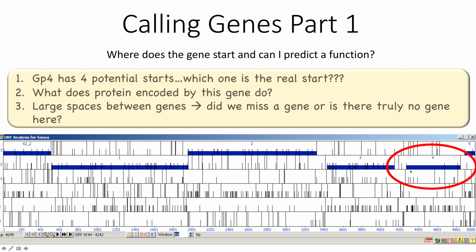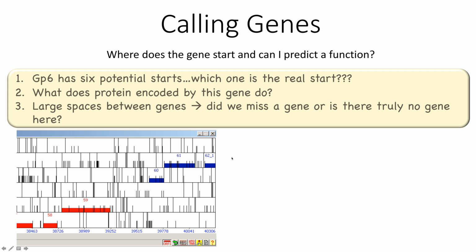So the other thing we'll determine is what the protein encoded by this gene possibly does. And we'll also look at large spaces between genes and decide whether we need to extend the start of a gene, or whether GeneMark and Glimmer outright missed calling a gene, and whether we can identify a gene in that region.